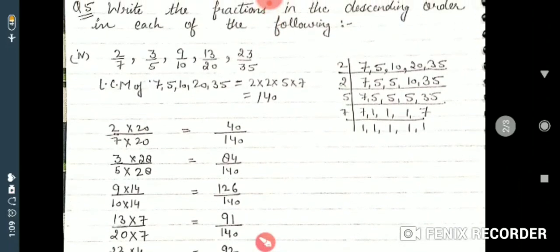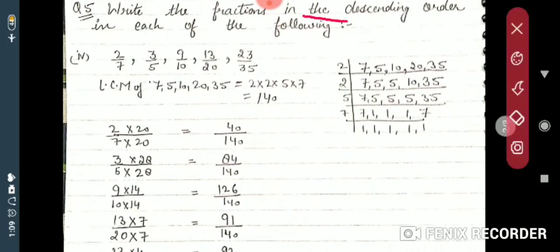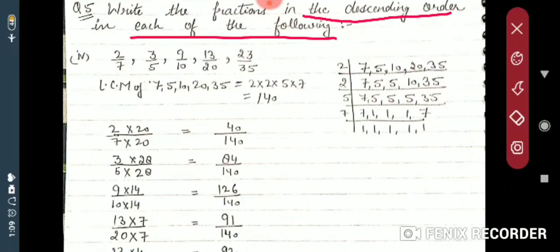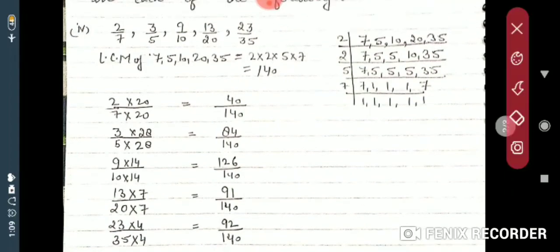Now the next question is: write the fractions in descending order in each of the following. What is the meaning of descending order? Descending order means big to small. Up to now, you have arranged numbers in descending order, but the numbers were not fractions. Now I will teach you how to arrange fractions in descending order.